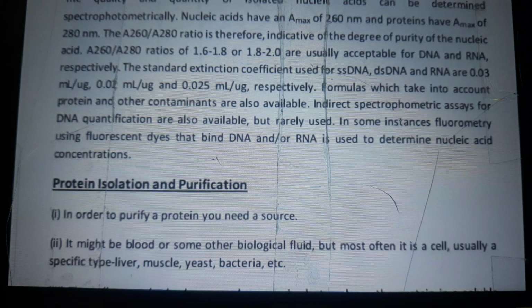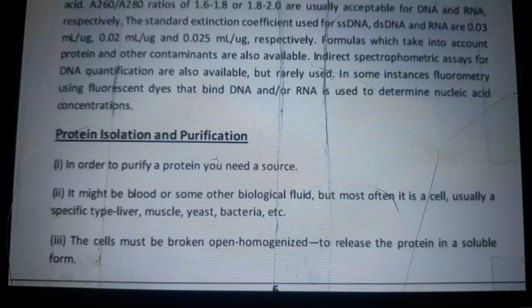Indirect spectrophotometric assays for DNA quantification are also available, but rarely used. In some instances, fluorometry using fluorescent dyes that bind DNA and/or RNA is used to determine nucleic acid concentration.